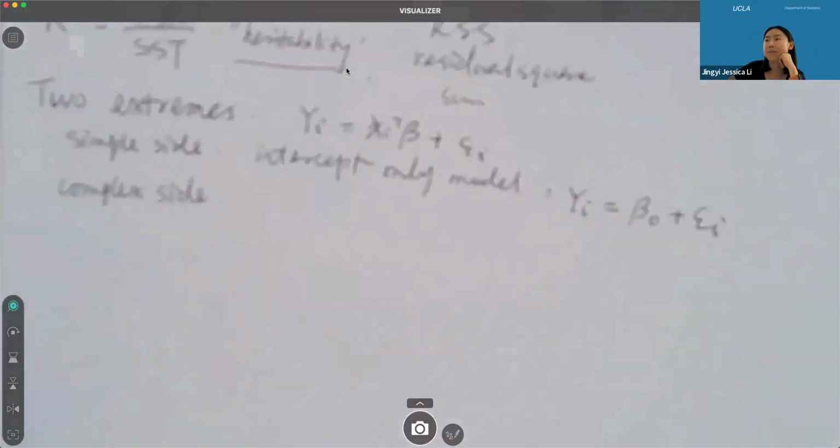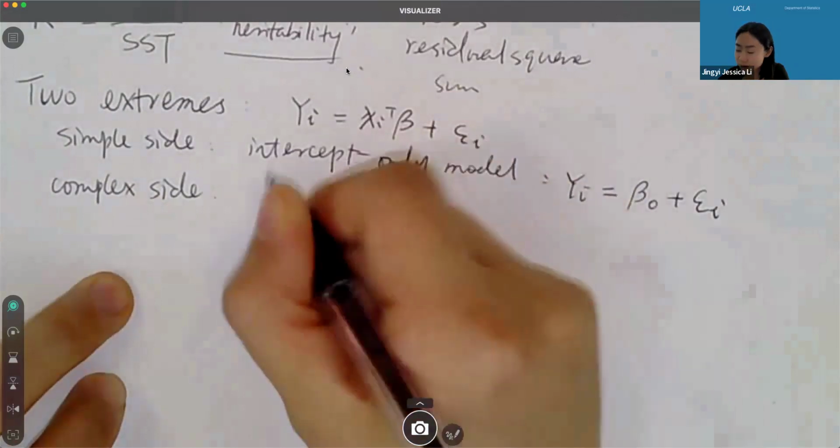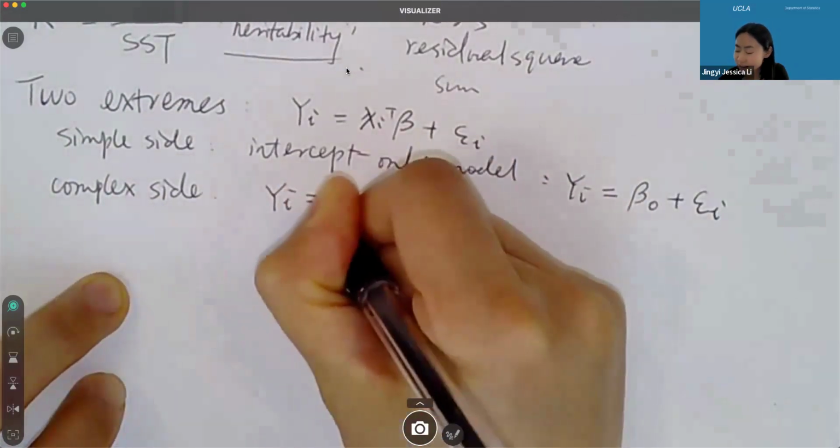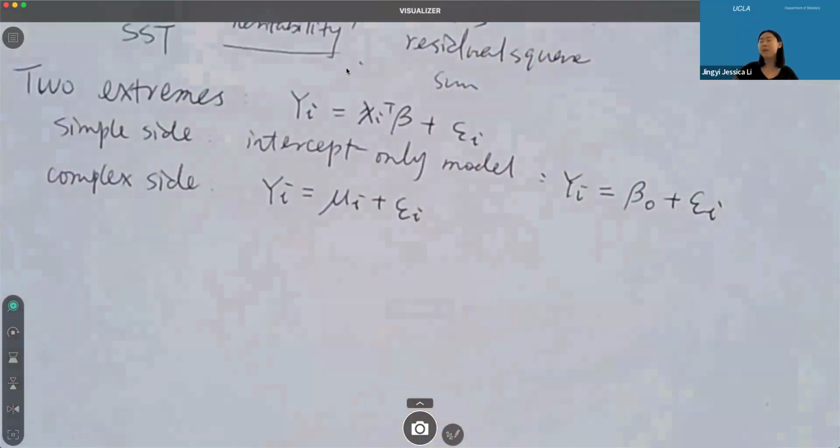How many parameters can I afford at maximum? Yeah, the number of your observations. You could have a separate mean for each yi. So in this case, we will just write yi equal to mu i plus epsilon i. So each yi has its own mean mu i, and these means can be totally unrelated to each other.